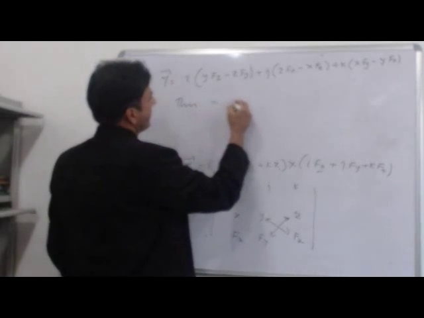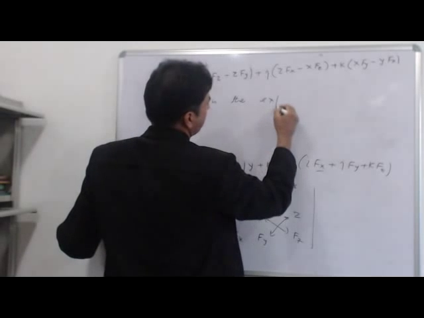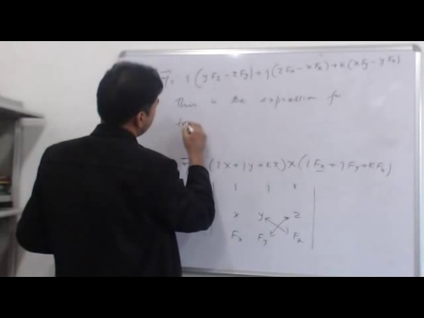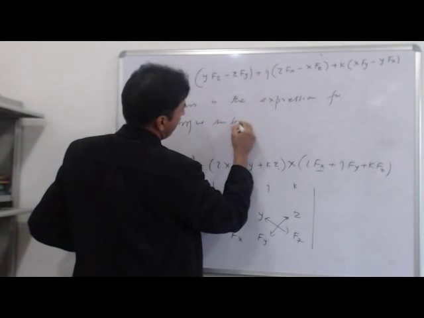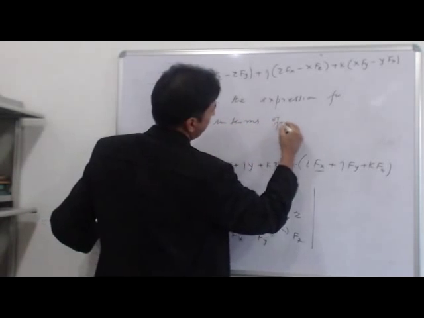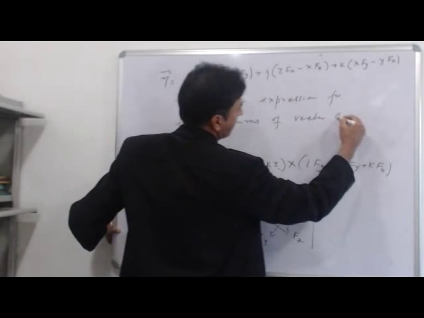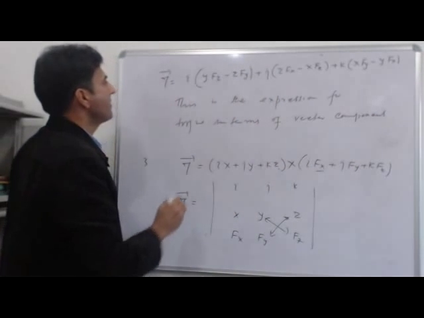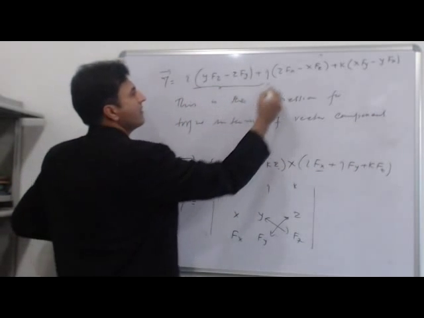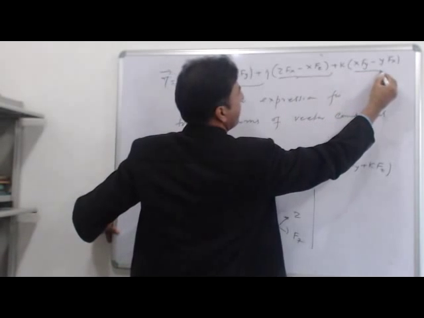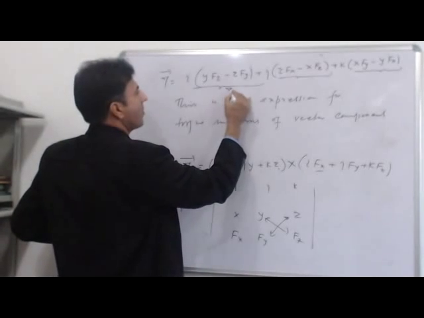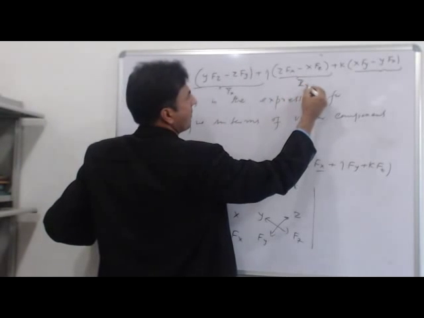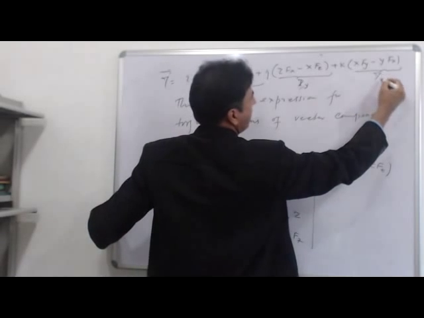Let me write it. This is the expression for torque in terms of vector components. It is very obvious that this is the x component, this is the y component, and this is the z component. We can write the x component of torque, this is the y component of torque, and this is the z component of torque.